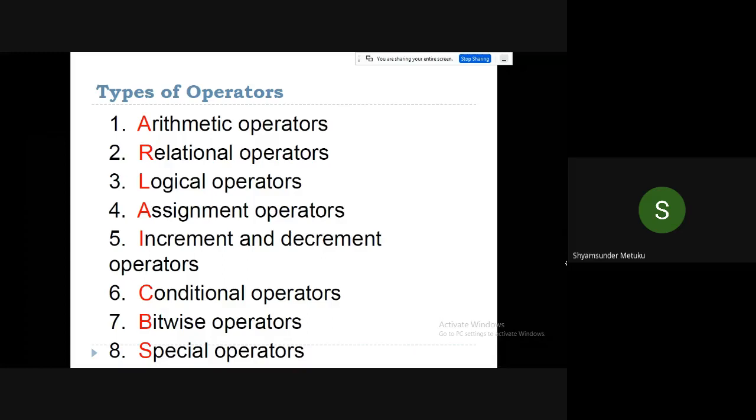Then comes a conditional operator. The conditional operator is relevant to relational operators only, but separate special operators are made. They are more or less related, but symbolically they are given a different look, right? How you see it, it's a different version. So conditional operators also I'll show you.